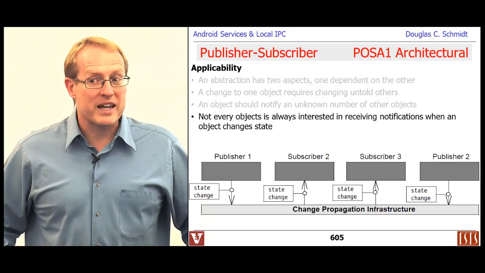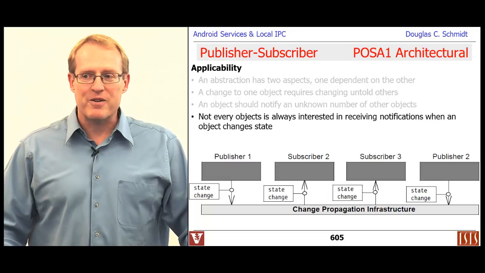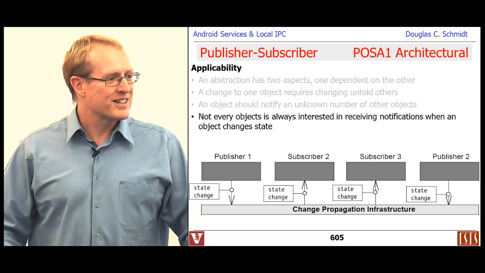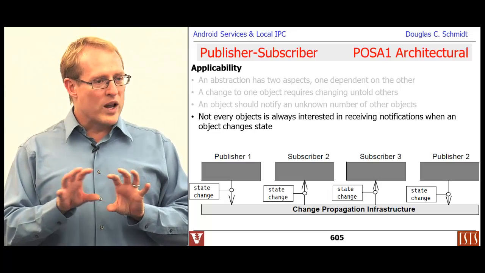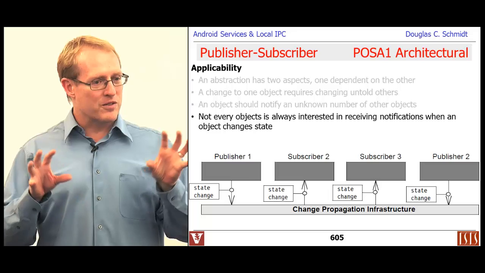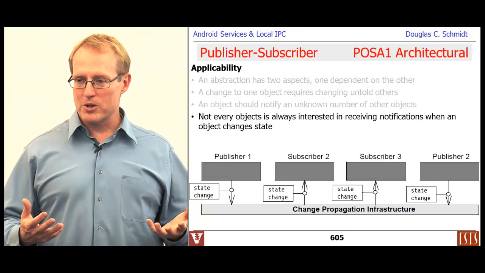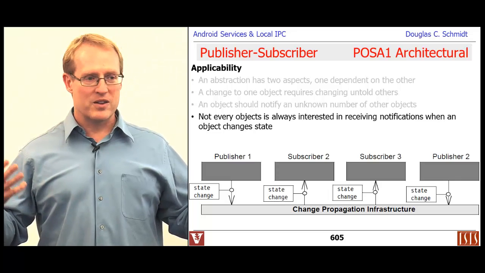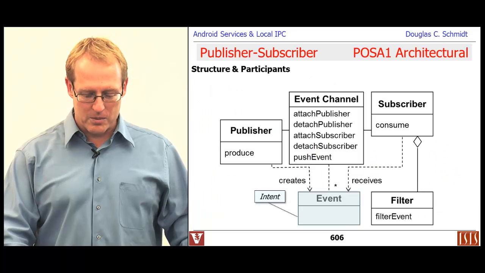And something else, just to make it interesting, not every object is always interested in every change by every other object. So there may be some need to be able to filter or winnow down the number of interested subscribers that need to be informed when some publisher decides it wants to tell people that things have happened. So those are the conditions under which you would typically apply this particular pattern.